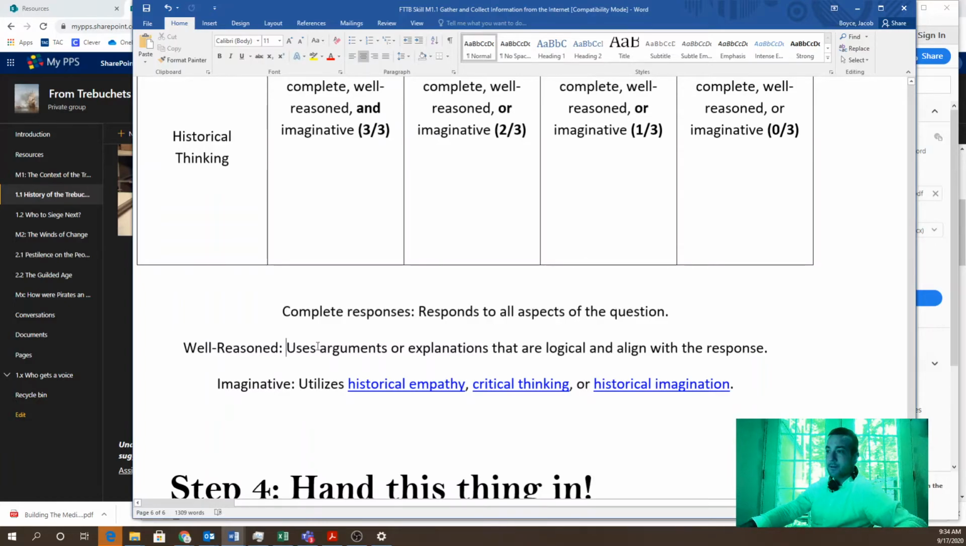Well-reasoned. It uses arguments and explanations that are logical and they align with your response. This is where your historical reasoning comes in. Does one thing naturally lead to the next? And finally, the imaginative. We'll get into this later, the historical empathy, the critical thinking, and the historical imagination in more videos. But are your responses and your answers not completely obvious? Did you have to actually take some steps and think through this from another person's perspective?